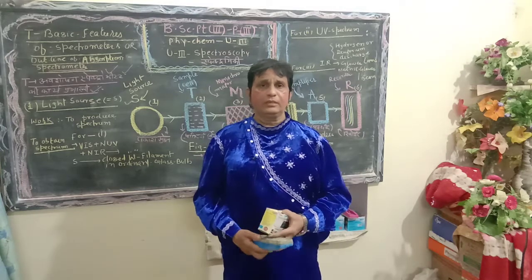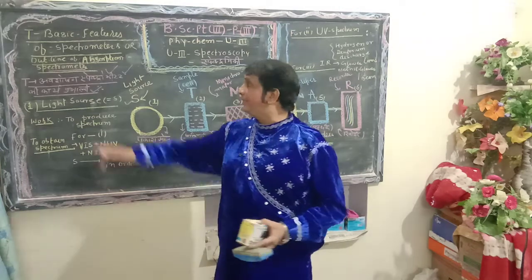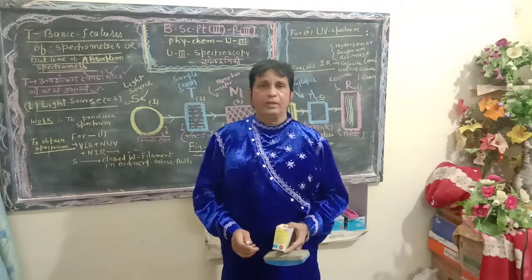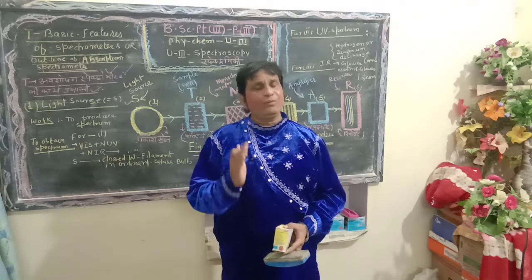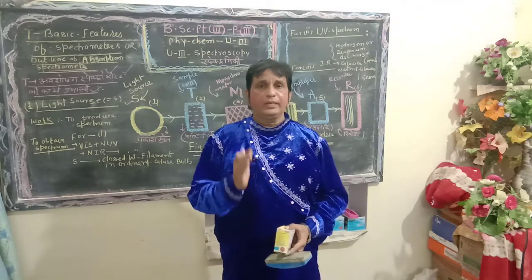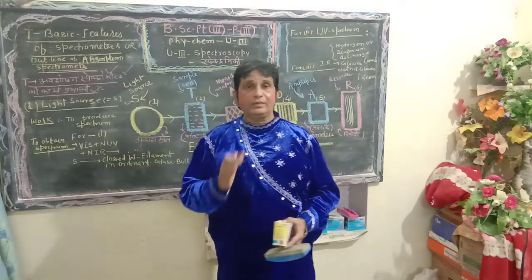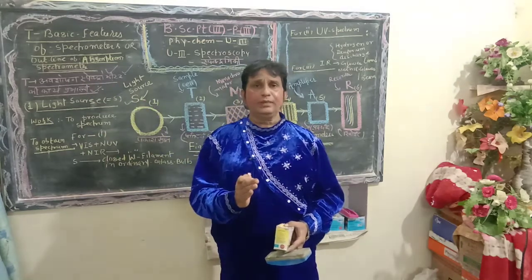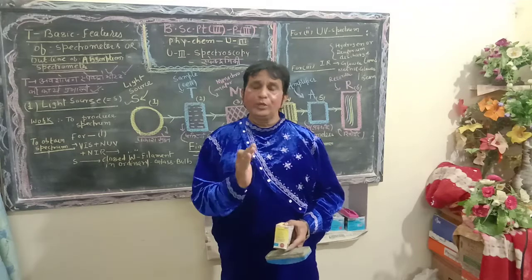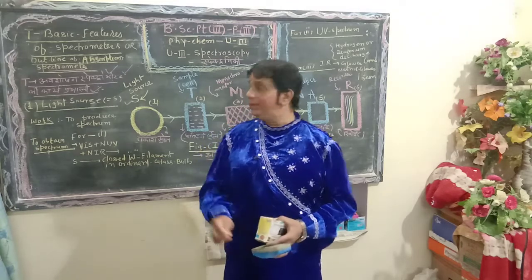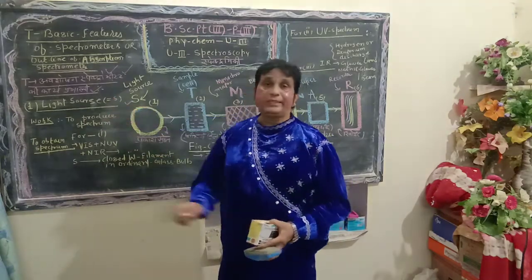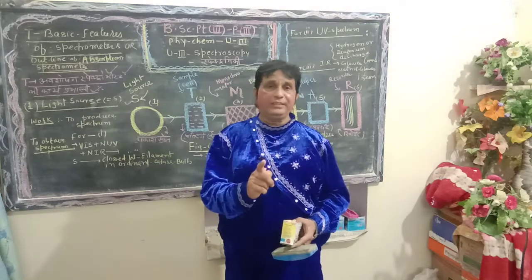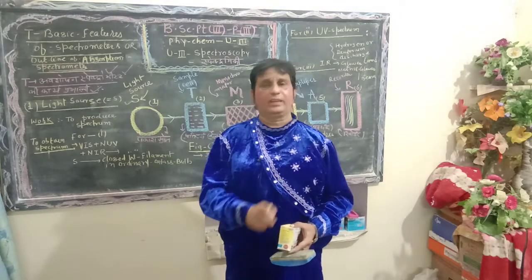Such an instrument is known as a spectrometer. I mean to say, in compact form, once again I define: a spectrometer is the instrument or device which is used to record only a single wavelength, a single lambda of a single color.